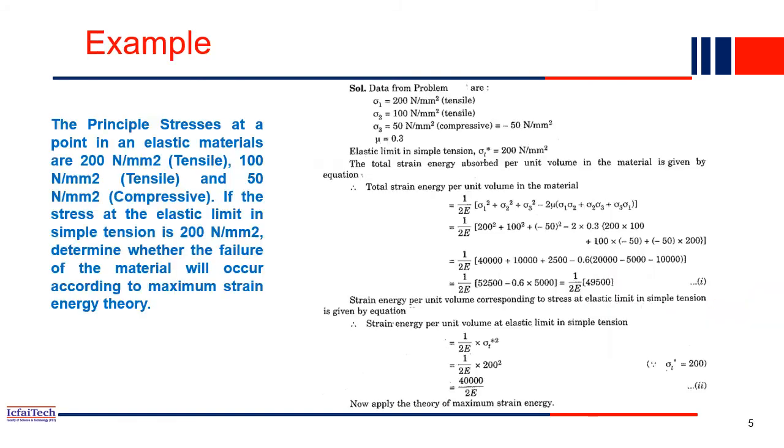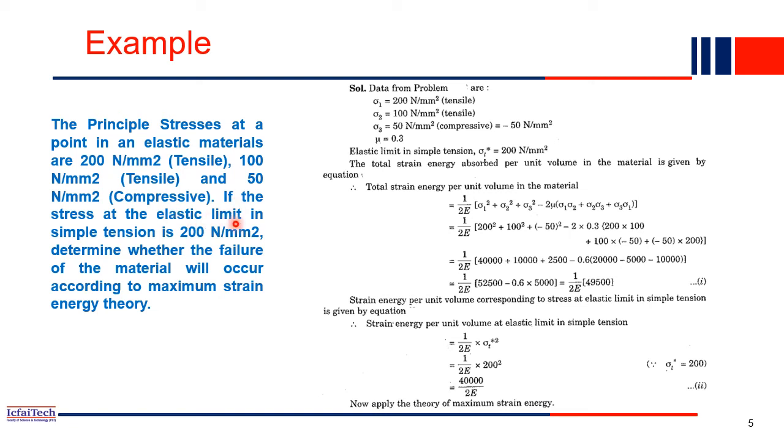So let's solve a quick example, then the problem will be clear to you guys. I have taken the same problem that we derived in the last two failure theories also. The principal stresses at a point in an elastic material are given as 200 Newton per mm square, which is tensile, 100 Newton per mm square, also tensile, and 50 Newton per mm square, which is compressive. So it is a three-dimensional body. Sigma 1 is 200, sigma 2 is 100, and sigma 3 is minus 50 because sigma 3 is a compression, right?